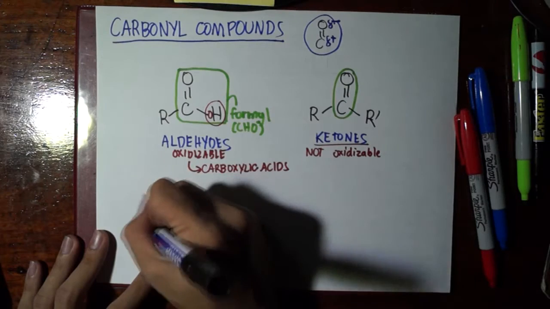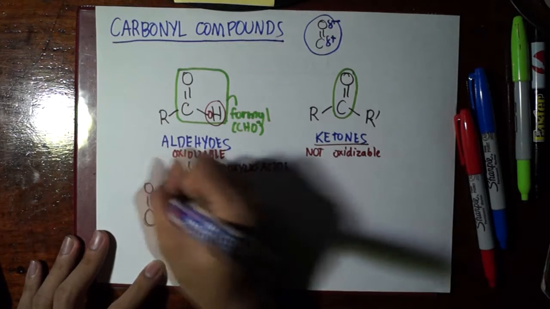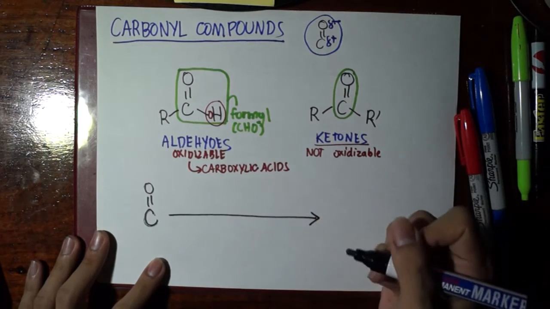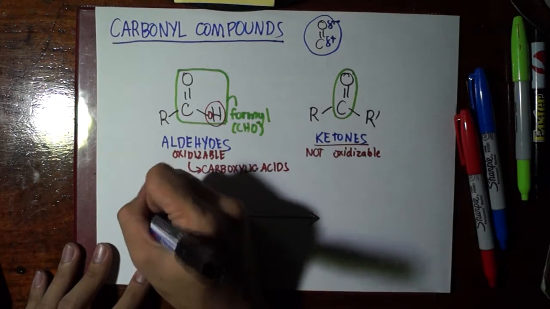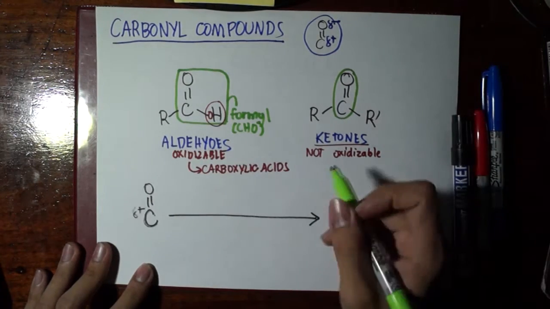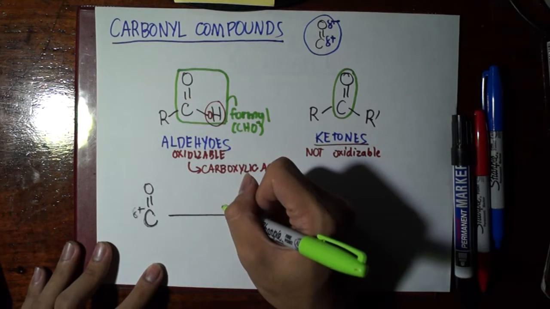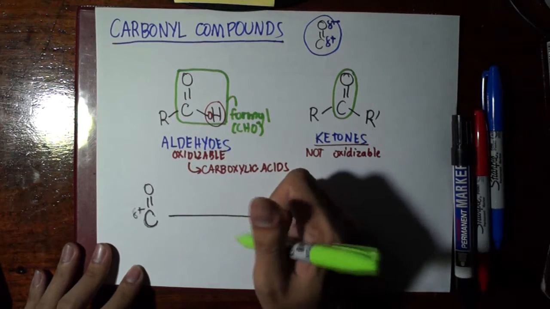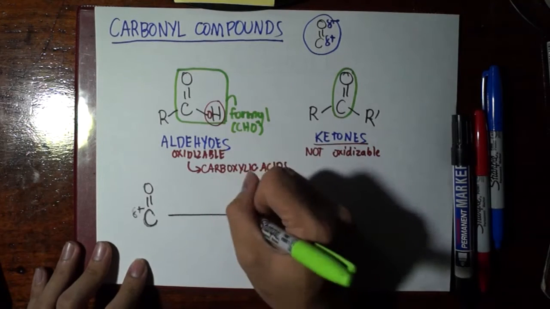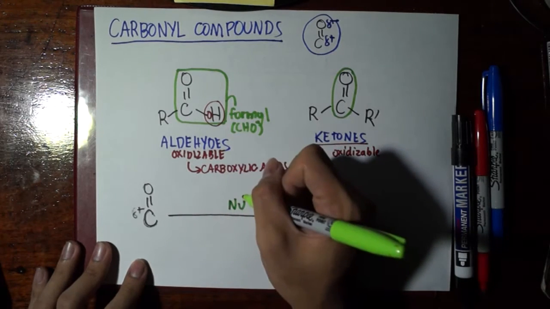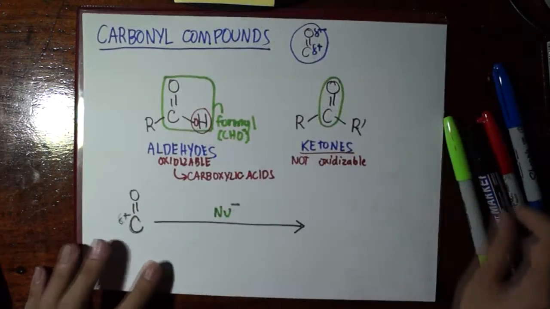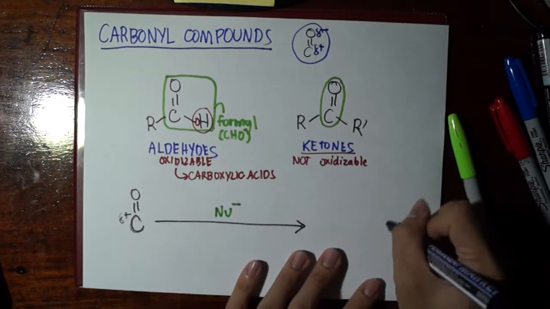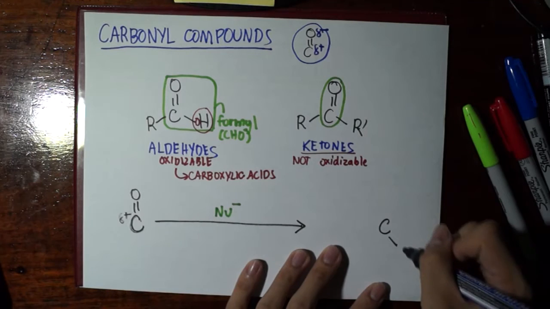They have this C double bond O, right? Let's say we have an attacking group. By the way, since this is partially positive, we assume that the attacking group would be either neutral or partially negative or negative, and that is a nucleophile. Yes, so we have a nucleophile attacking. Now, we know that the end product of this is something like carbon having a bond with a nucleophile.